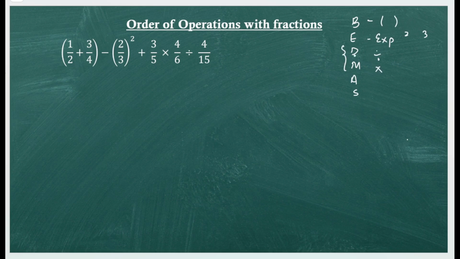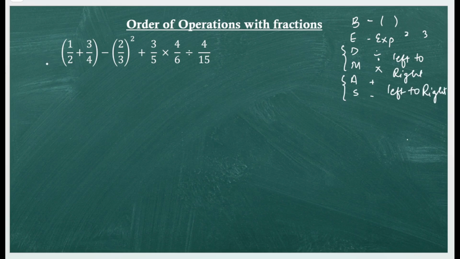Division and multiplication are at the same level. We solve them from left to right, meaning whichever comes first in the step, we solve that first. Addition and subtraction are also at the same hierarchy order. We solve them from left to right. Whichever comes first, we solve them first.